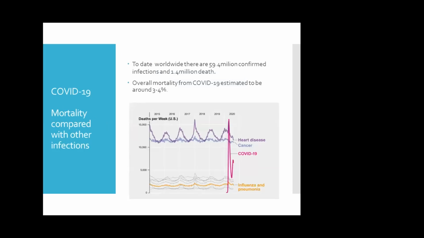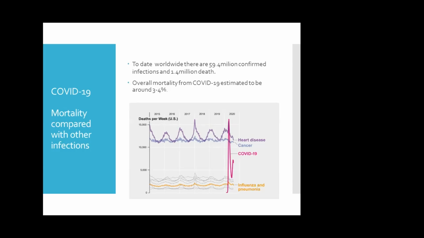If we compare the mortality from COVID with others, this is some data from the US. At the moment, worldwide, we have about 59.4 million confirmed cases, and this has caused about 1.4 million deaths. So the mortality rate, which is a debatable topic, is around 3 to 4%, according to the data I found from the World Health Organization.